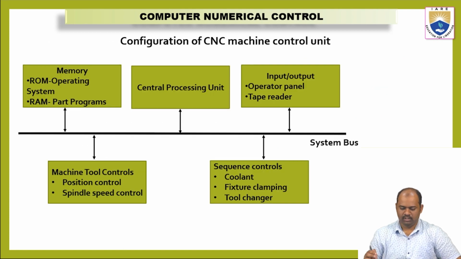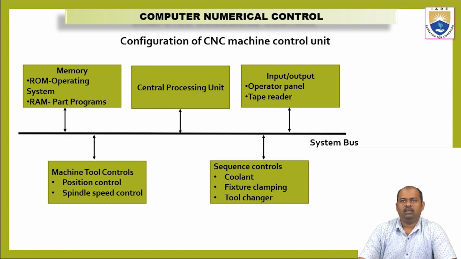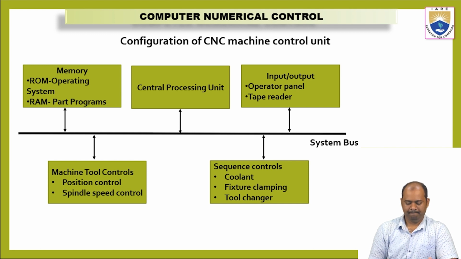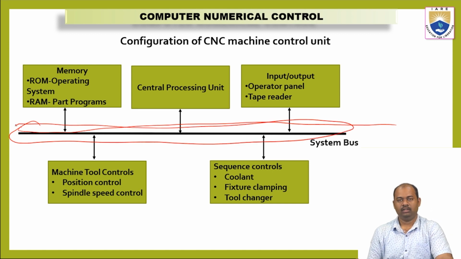And in the next slide, we can see the configuration of CNC machine control unit. So this is the basic block diagram of any CNC system, and we can see different parts of it. So here we can see the central line is there. This is the system bus cable, where the entire system is connected to this cable.